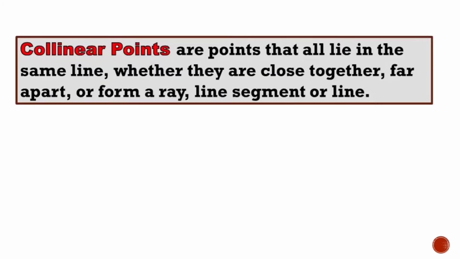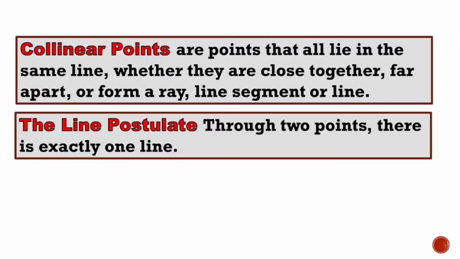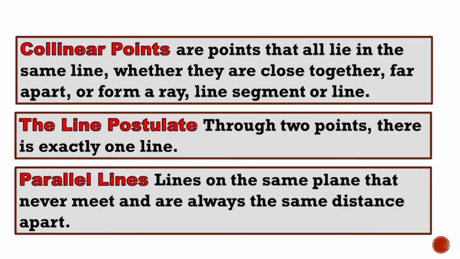Let us also consider the following definitions that we may use to prove theorems involving trapezoid. First, we have collinear points. Collinear points are points that lie in the same line, whether they are close together, far apart, or form a ray, line segment, or line. The line postulate states that through 2 points there is exactly one line. Parallel lines are lines on the same plane that never meet and are always the same distance apart.